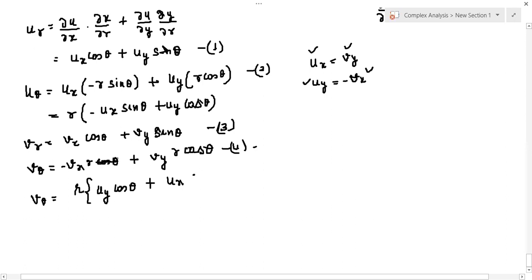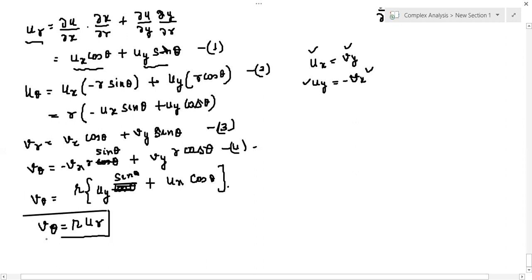This is derivative now, so minus r sin theta. Sorry. So I'll get uy sin theta plus ux cos theta. Okay, so your v theta is what? V theta is simply r times (ux cos theta plus uy sin theta). The ux cos theta plus uy sin theta was what? Ur. So v theta should be equal to what? r into ur.